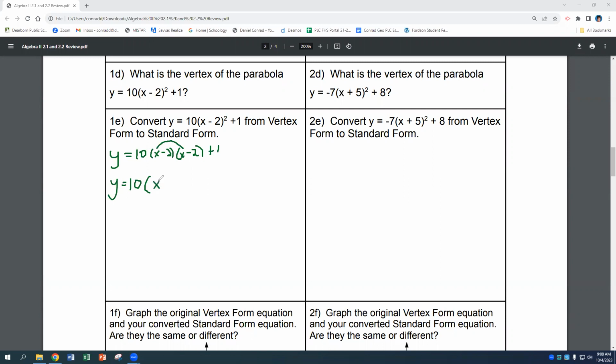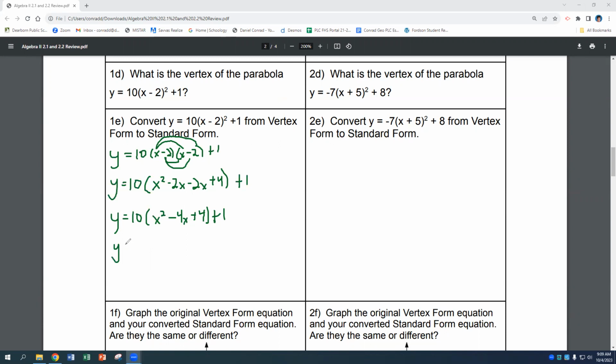x times x is x squared. x times -2 is minus 2x. -2 times x is -2x. -2 times -2 is +4. Okay, when I finish my FOILing, I'm going to close the parenthesis. And then I still have a +1 on the outside here. I'm going to combine like terms inside the parentheses first. So that's going to be x squared minus 4x plus 4. And then I have a +1 on the outside.